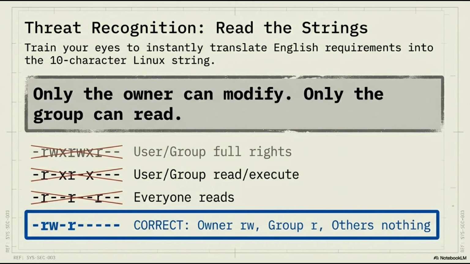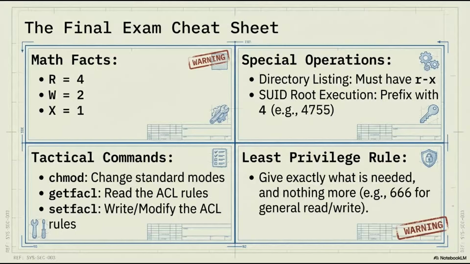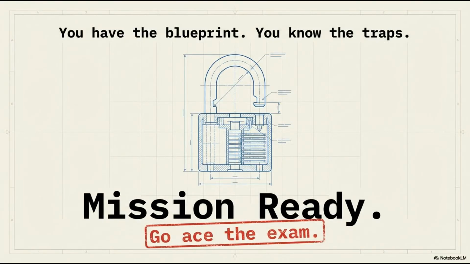Okay, we are in the home stretch. Let's advance to slide 14, the final exam cheat sheet. This is your recap of the 4 pillars. Math facts, knowing your 4, 2, and 1. Special operations like that mandatory read and execute pairing for directories, and the SUID bit. Tactical commands, knowing your chmod versus your setfacl. And finally, the least privilege rule, giving only what is absolutely necessary. Which brings us to our final slide. Slide 15, mission ready. You now have the blueprint. You know the traps, and you have the analytical framework to ace your certification or conquer your next IT challenge.